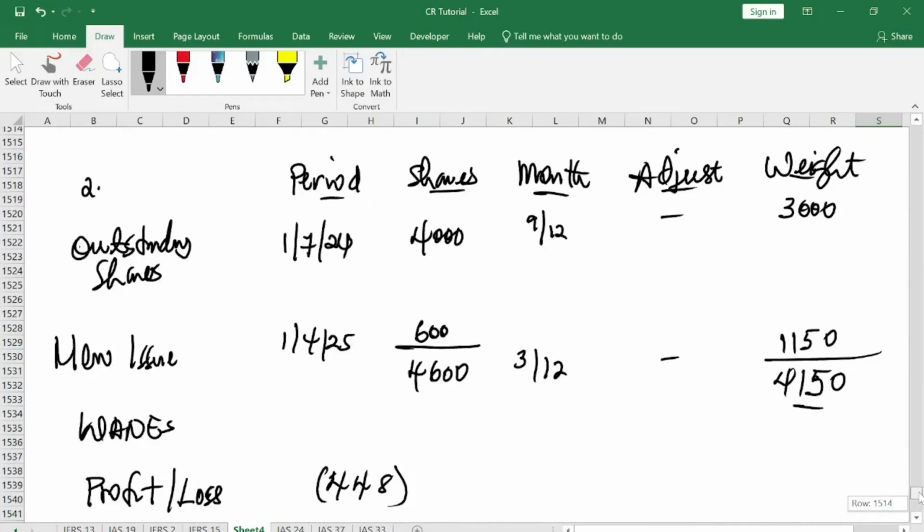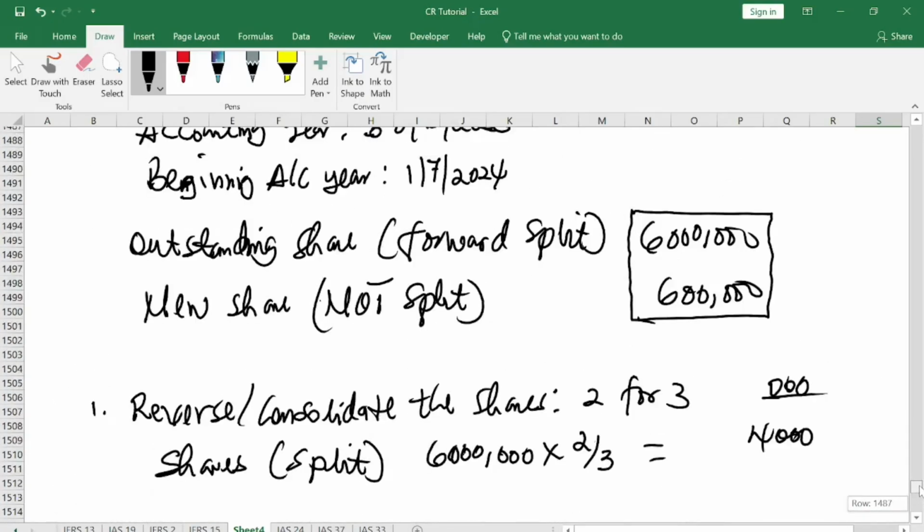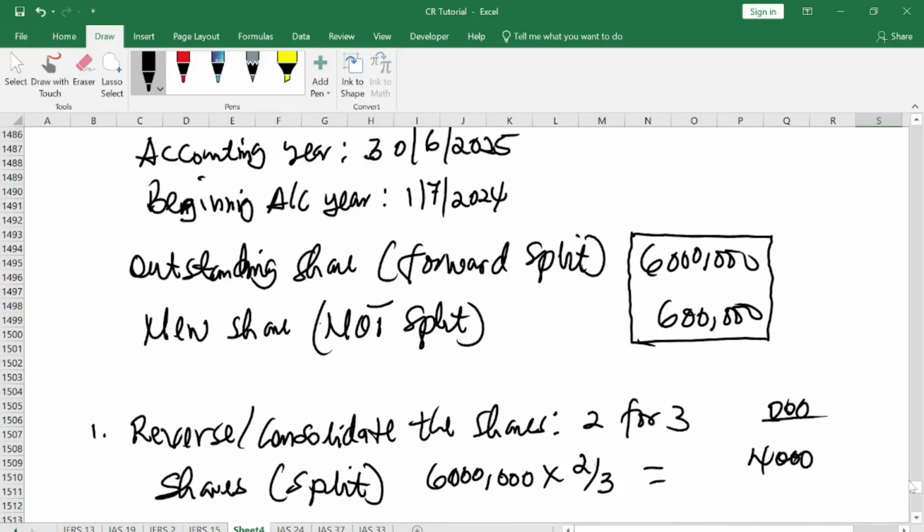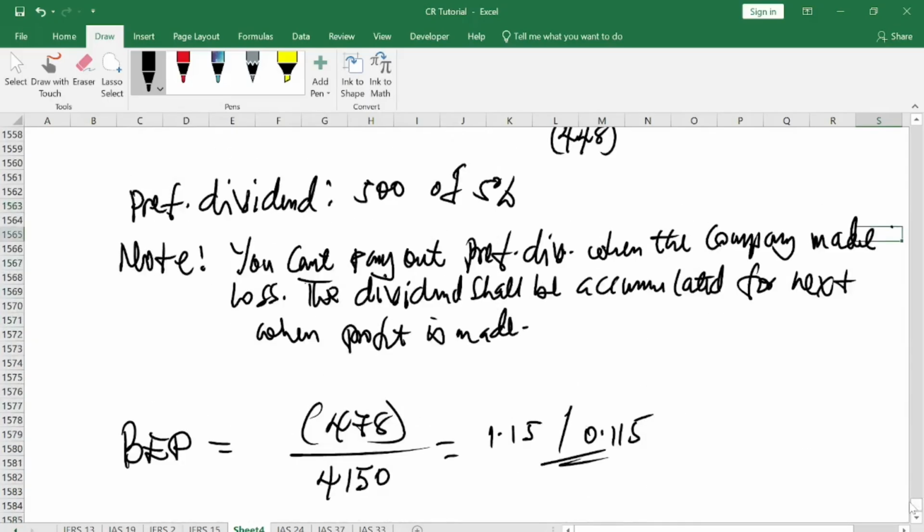Also take note of that, especially when you already have existing splits and you are bringing in a new share that is not split. We take note of that. All right. Thank you very much.